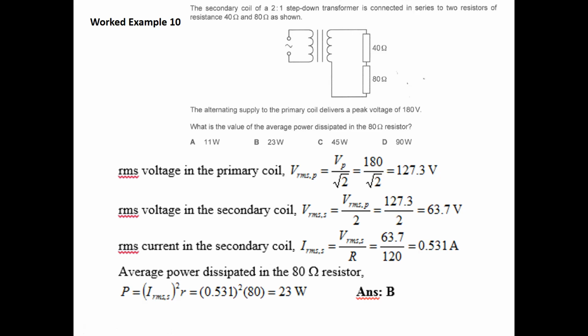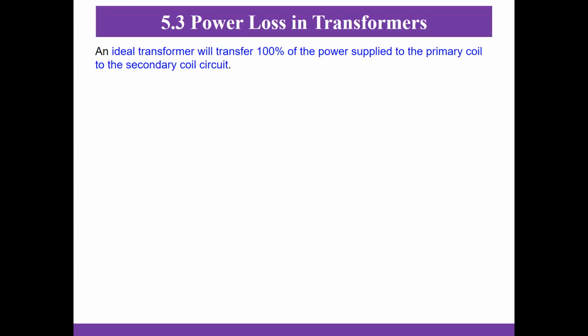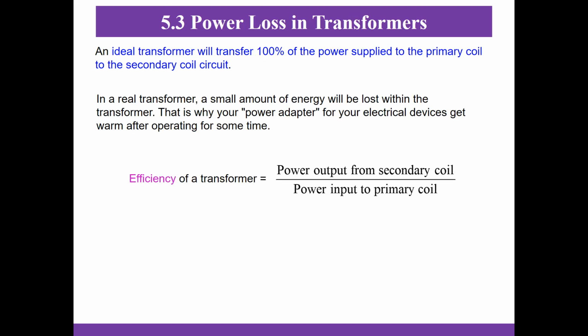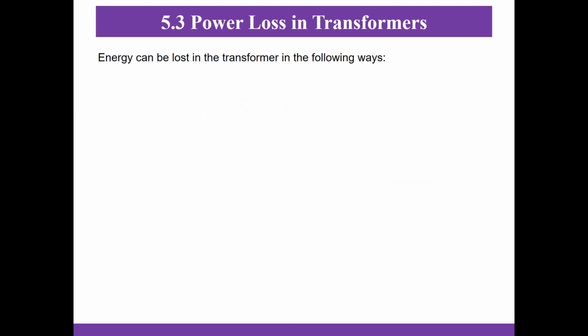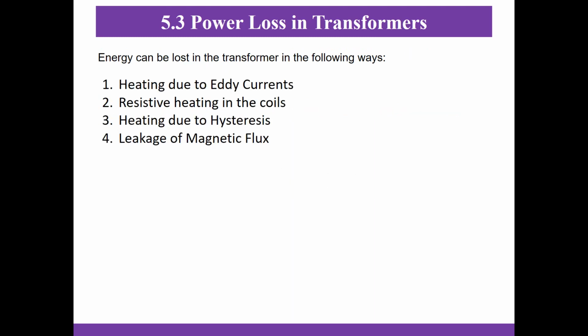Okay. Right, moving on. We talk about power losses. Right, remember we said that in the equations that we have, the transformer is always ideal. But it's not always true. There are actually 4 main reasons. This efficiency, we always take it to 100%. Actually 4 main reasons, and it's this form. Eddy currents, resistive heating, hysteresis, and leakage of magnetic flux. I'll explain each of them carefully.